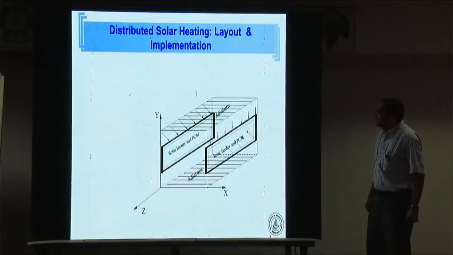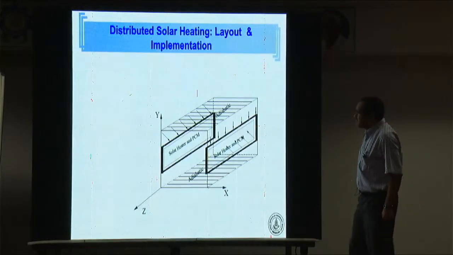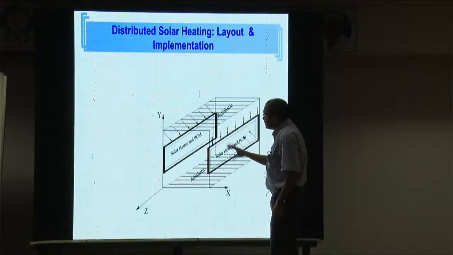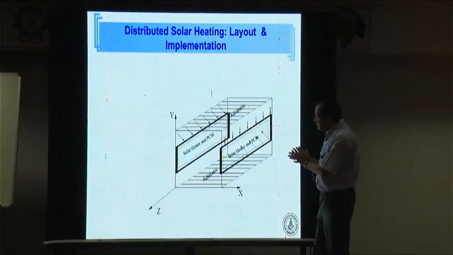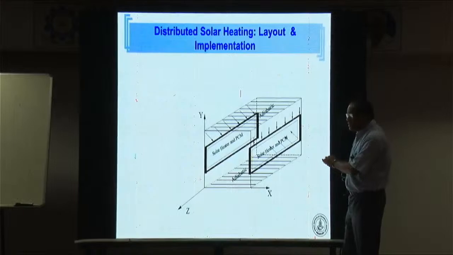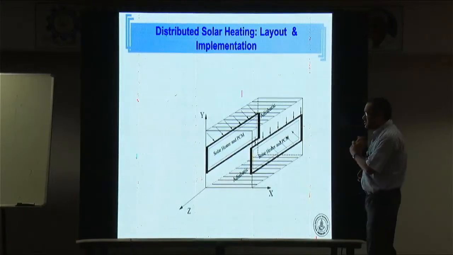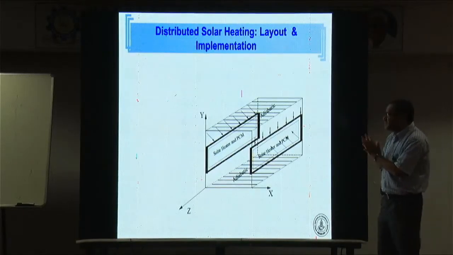Today's lecture is distributed solar heating, layout and implementation. If you have a solar heater, I am going to address the setup, the governing equations and the boundary conditions. Next slide please.